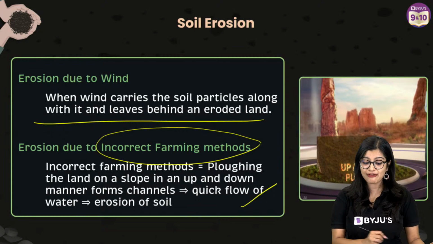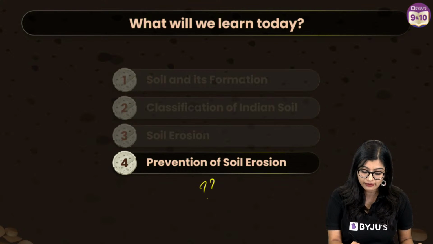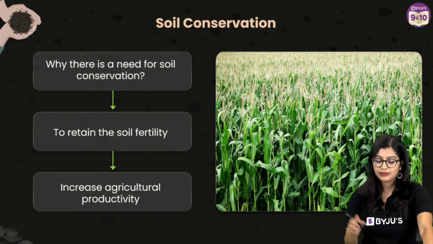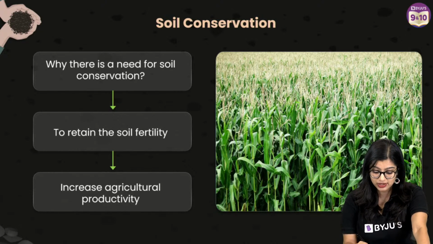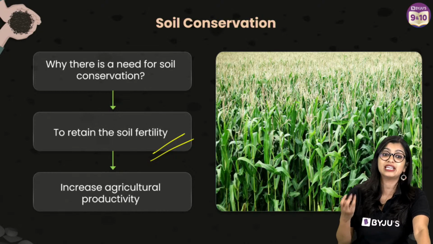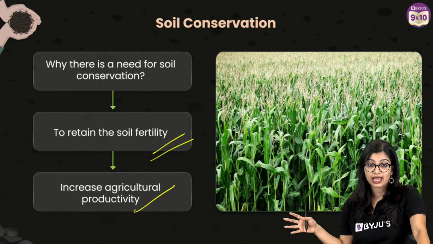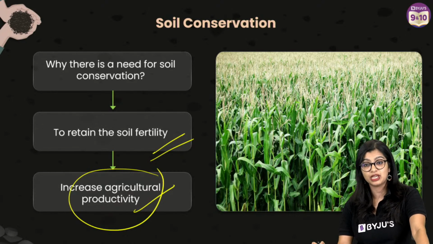So now we know the factors which have contributed to soil erosion, right? So how can we prevent soil erosion? That is what we are going to learn. There is a need for soil conservation, because at the end of the day we need to make sure that we keep our soil fertile and take care of our soil, because agricultural productivity must be maintained, right? So how can we do it?